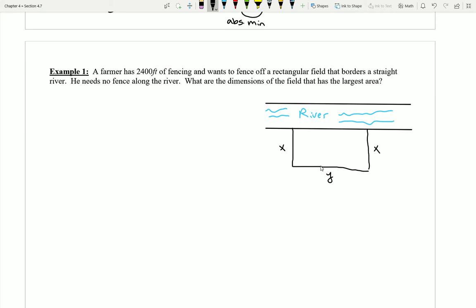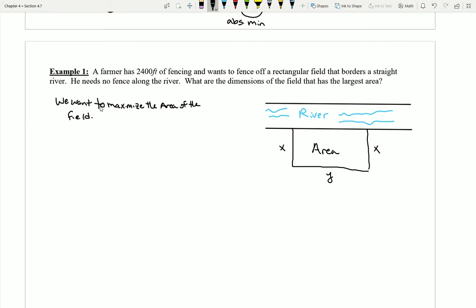So this is the scenario that I have, and I'm interested in trying to make this area as large as possible, right? What are the dimensions? What are x and y, so that the area of the field is as big as possible? So the first thing that I want to start to do here is to really understand what I'm trying to optimize. And I'm going to write a sentence here to indicate that I found that. We want to maximize the area of the field.